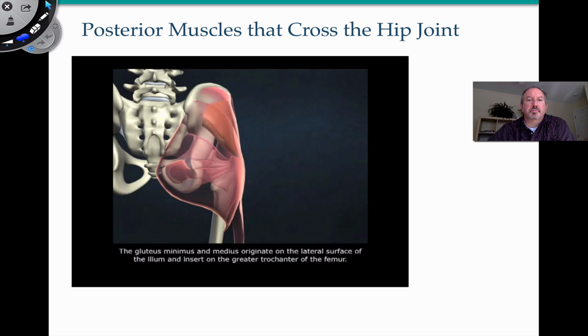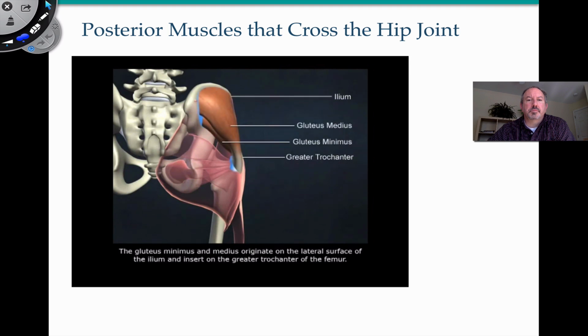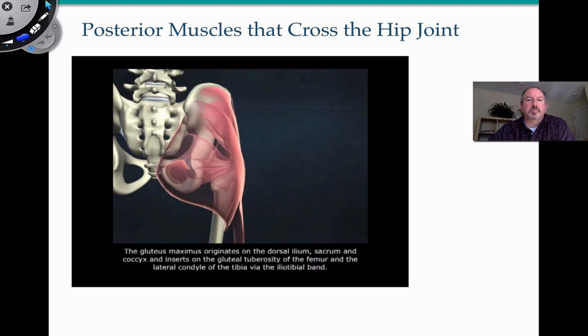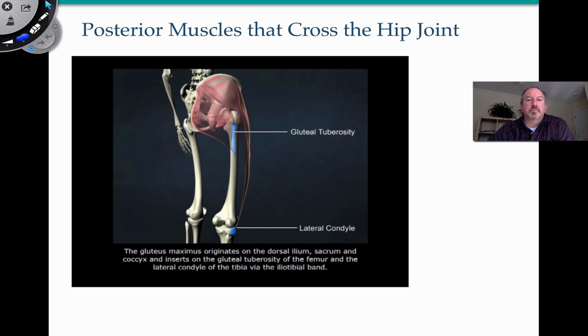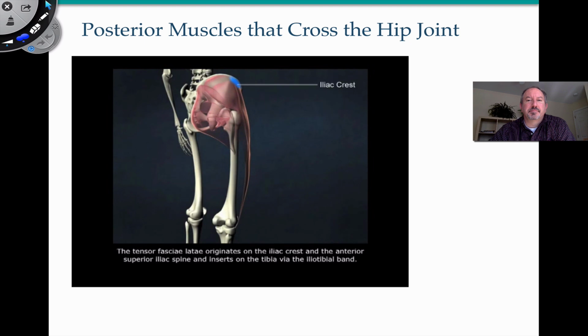The gluteus minimus and medius originate on the lateral surface of the ilium and insert on the greater trochanter of the femur. The gluteus maximus originates on the dorsal ilium, the sacrum, and coccyx, and inserts on the gluteal tuberosity of the femur and the lateral condyle of the tibia via the iliotibial band. So again, tensor fasciae latae originates on the iliac crest and the anterior superior iliac spine, and inserts on the tibia via the iliotibial band.